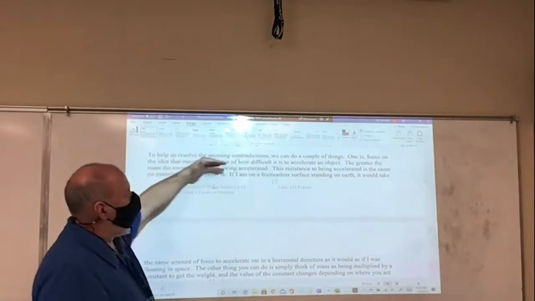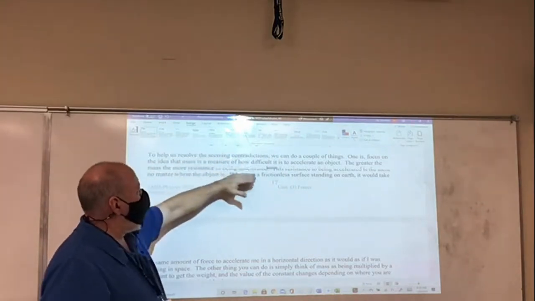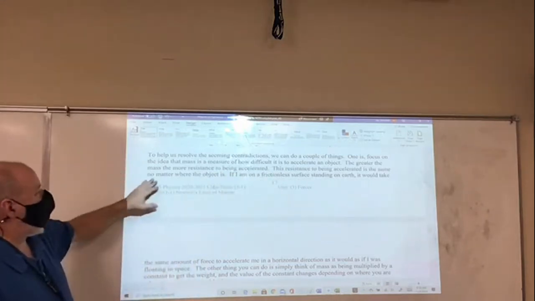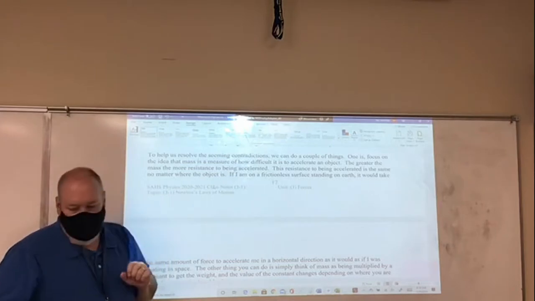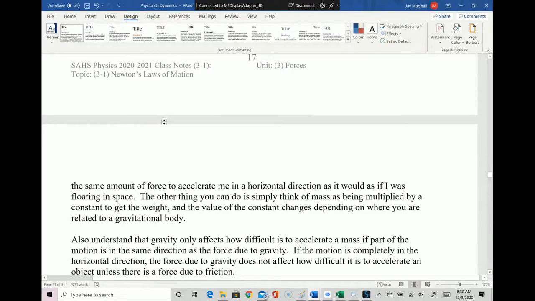That's Newton's first law. Mass is how difficult it is to accelerate an object. If I have a mass of 1 kilogram, it's a lot easier for me to accelerate that mass than if I have a mass of 10 kilograms or 100 kilograms. So focus on that idea. The greater the mass, the more resistance to being accelerated. This resistance to being accelerated is the same no matter where the object is. If I'm on a frictionless surface standing on the Earth, it would take the same amount of force to accelerate me in a horizontal direction as if I was floating in outer space.